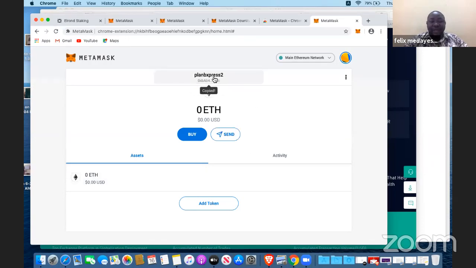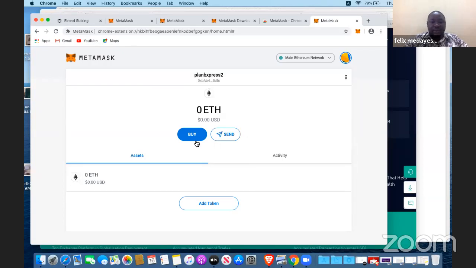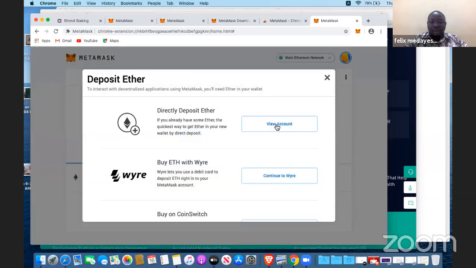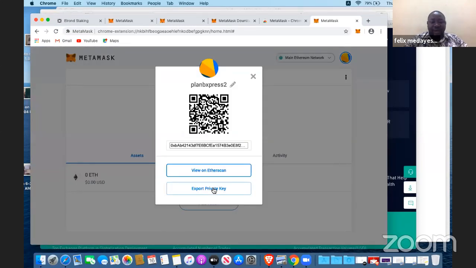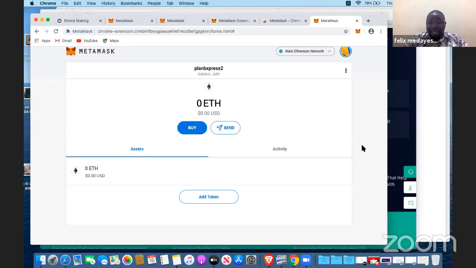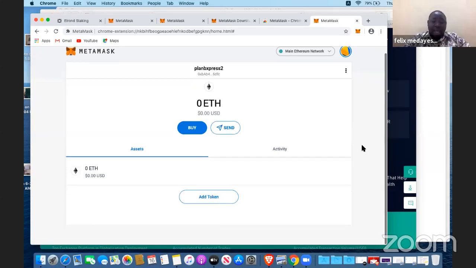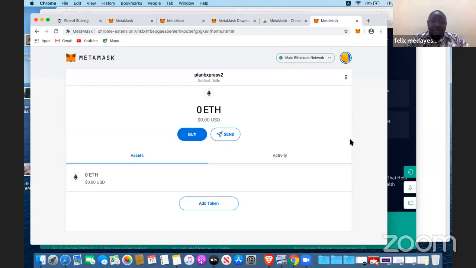If I click on Account 2, view account, all of them have their own. So this is just MetaMask. It's good if you have a desktop. It has a mobile version, but the mobile is still like testing. It's running well, but it cannot run as speedy as the desktop. So you can use MetaMask as your desktop wallet.